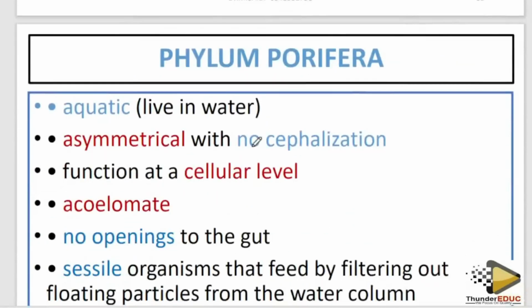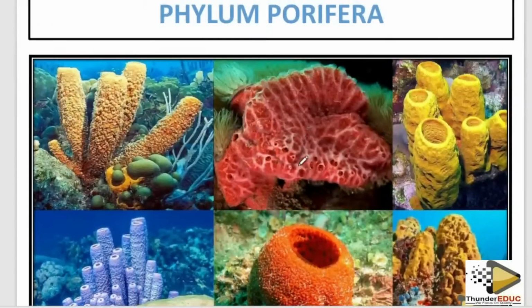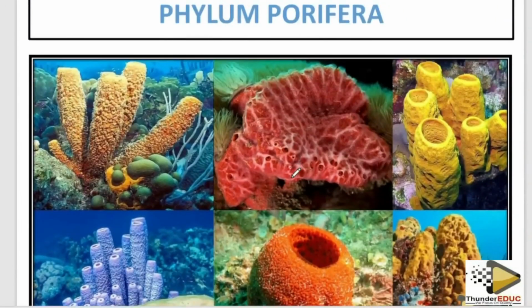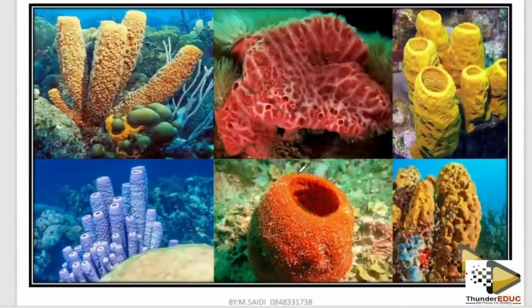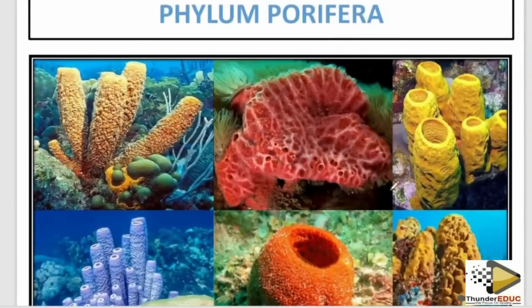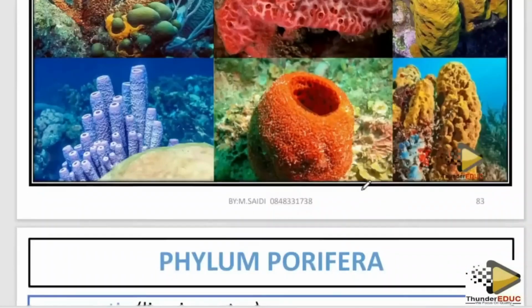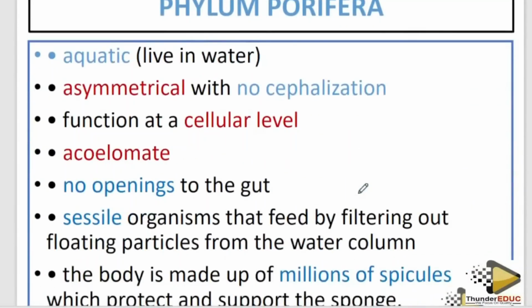If you look at this one, it has one hole. It's the mouth and also, if you want to poo, the same hole. If you want to eat, the same hole. They don't have symmetry. Cephalization, no. They don't have cephalization, the development of the head. They don't have a head.